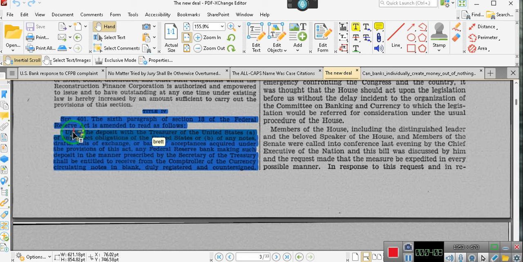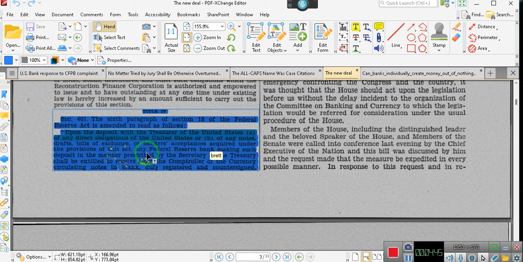Pay attention. Upon deposit with the Treasury of the United States, of any notes, drafts, bills of exchange, bank acceptances, trade acceptances. Well, it doesn't say trade acceptances, but, you know, it's there because they tell you. Acquired, not deposited. Received, not deposited. Procured, not deposited. Those are the words the Act uses when you deliver your promissory note to the Federal Reserve agent.